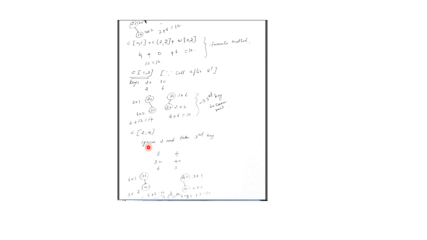Then we can move on to C of 2, 4. In C of 2, 4, we need to ignore 2, and we have to take the third key, because we have done the second key already. That's why we are ignoring the second key and we are taking only the third key. So 3 and 4, so the values are 30 and 40. The frequency counts are 6 and 3. As in the earlier method, we have to compute the binary search tree possibilities, and we have to find the minimum element.